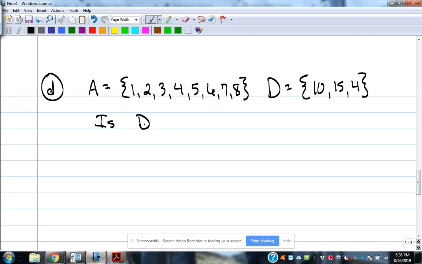Is D a subset of A? No. Why not? Every element that's in D is not in A. Some of them are, but it's not every one of them. So that means it's not a subset. So you could write D subset of A and then put a line through it. That's the notation for not a subset. We're just answering that question there.